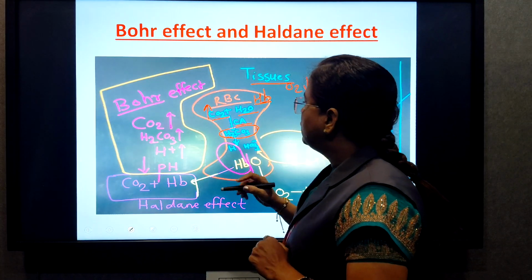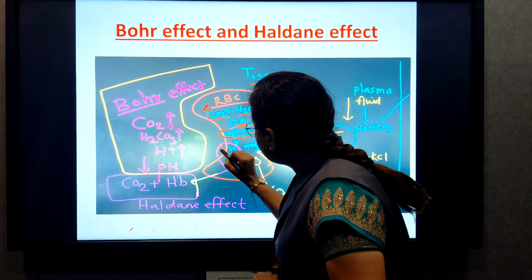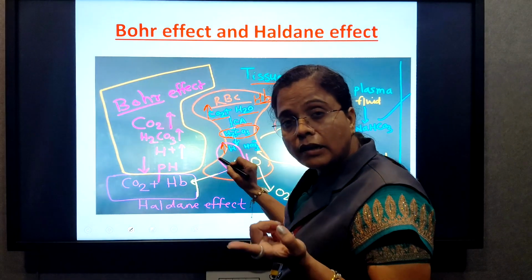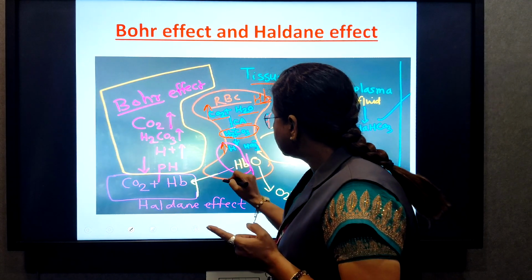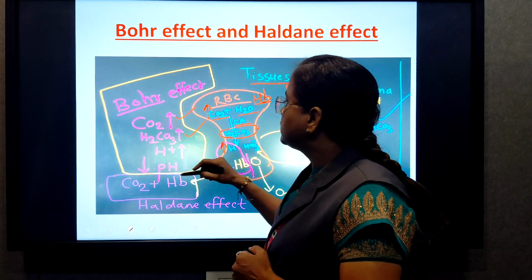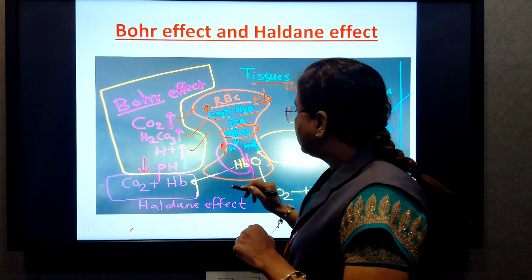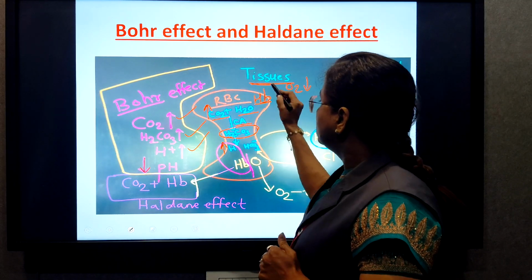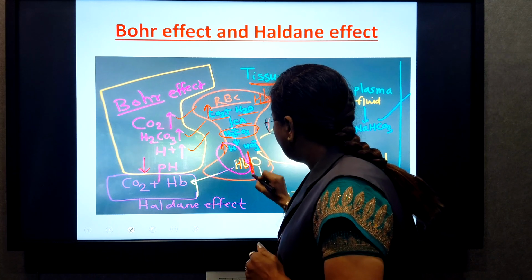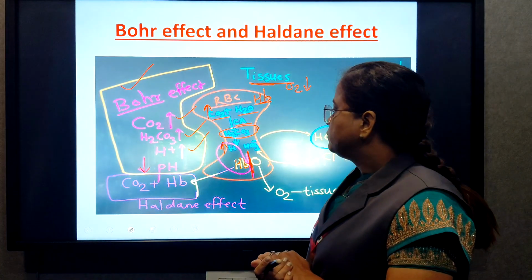It is very unstable, so it immediately dissociates into H+ and HCO3-. Hydrogen ions increase in the RBCs and the pH level decreases. Carbon dioxide increases, H2CO3 increases, hydrogen ions increase, pH decreases, and therefore due to the decrease in pH in the tissue, the binding of oxyhemoglobin breaks. It is called the Bohr effect.